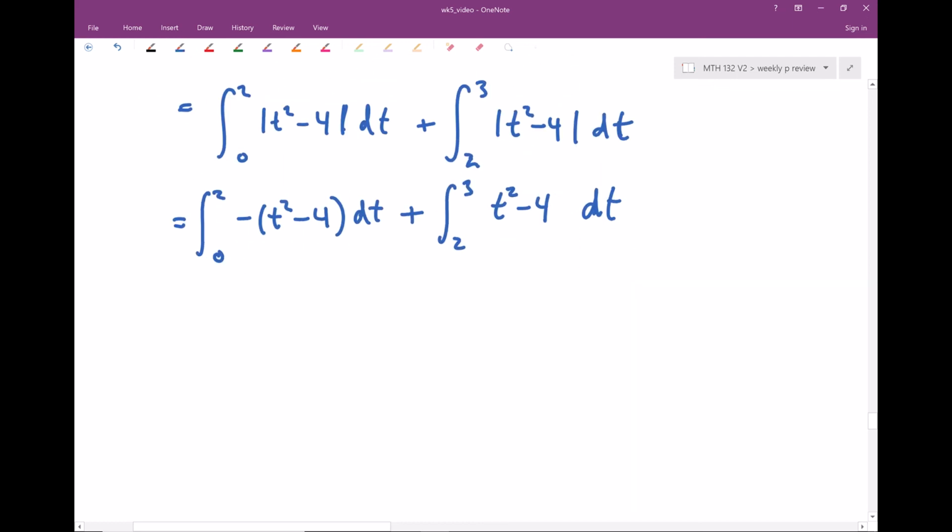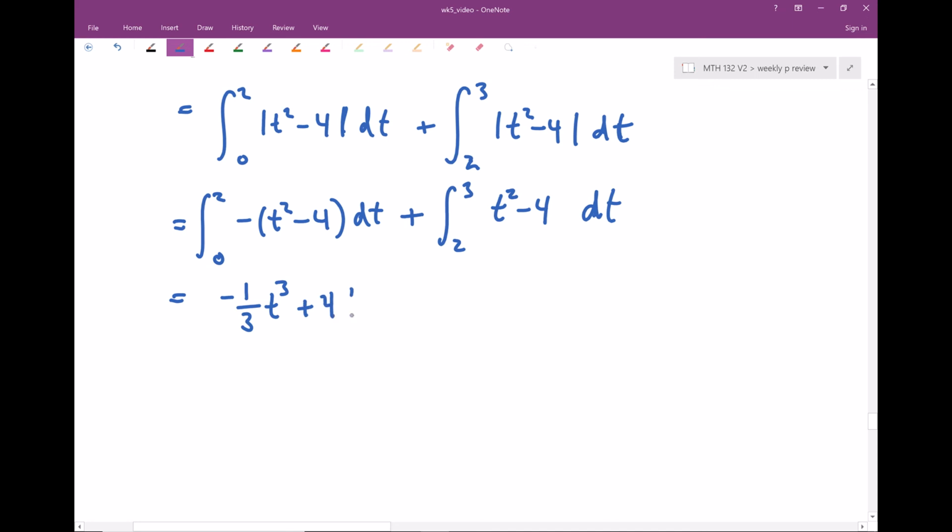So now let's go ahead and do the antiderivatives. In fact, maybe we'll distribute and do the antiderivatives here. I hope I get negative 1/3 t cubed plus 4t. Go ahead, take the derivative of this, see that you get back to where you started. This one we are evaluating from 0 to 2. Here we're going to have positive 1/3 t cubed minus 4t. And this one we're going to evaluate from 2 to 3.